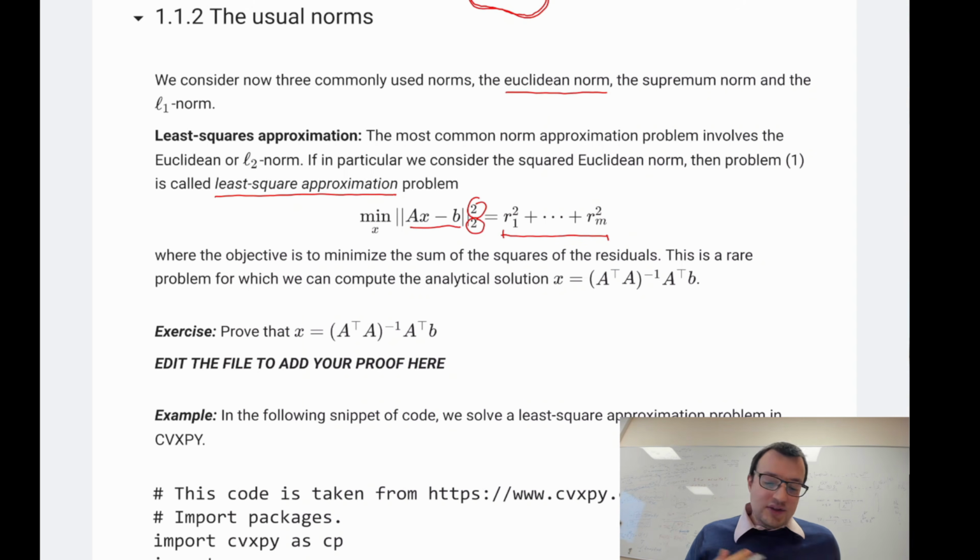This is a very well-known problem, and a rare problem for which we can compute the solution. This is trivial. I leave it for you as an exercise. The solution is given here. How do you solve this problem? Well, you just compute the gradient, you set it equal to 0, and you find the solution.